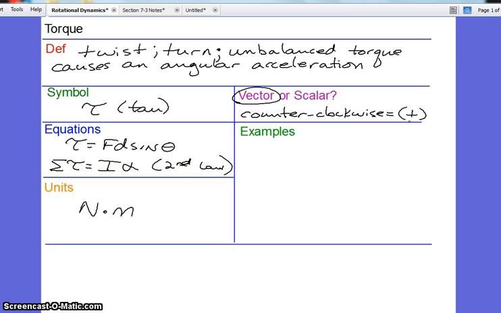Examples: we're just looking at examples of anything that is being twisted or turned. Maybe we can talk about opening a jar, or perhaps turning a wrench. We can also talk about our arm, when we rotate our arm by picking objects up. Those would all be examples of torques where we have to rotate something.